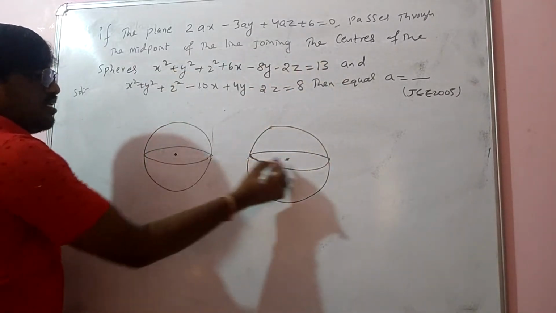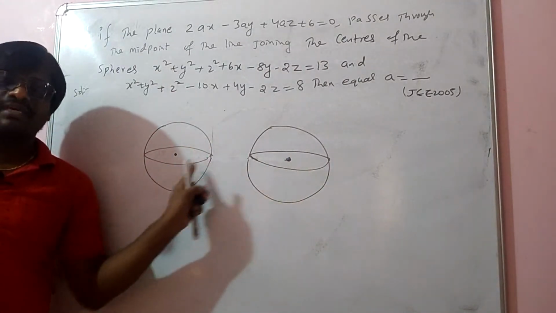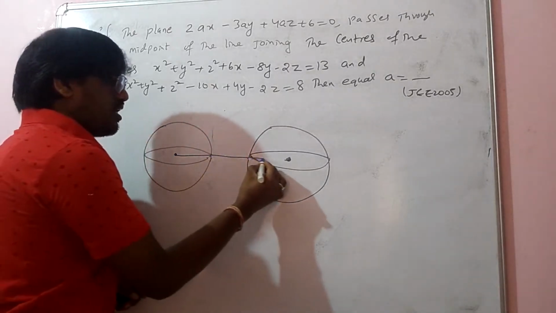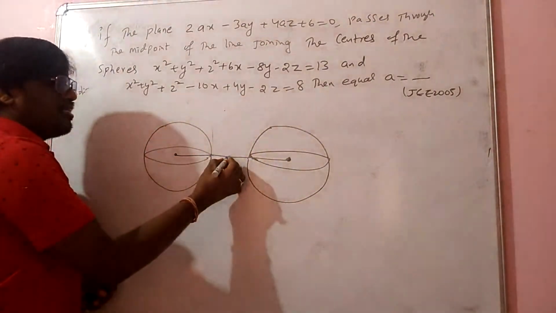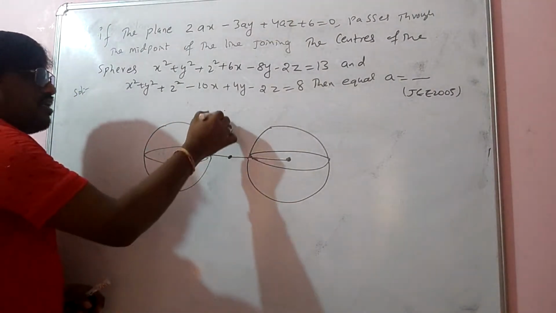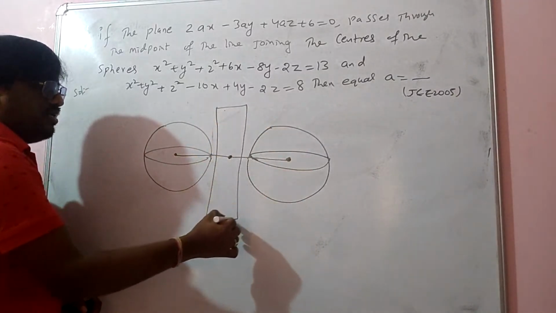So this is the center of the sphere, and this is the center. There are two spheres. If you join them, you get a line segment, and the midpoint will be there. From this midpoint, a plane is passing.